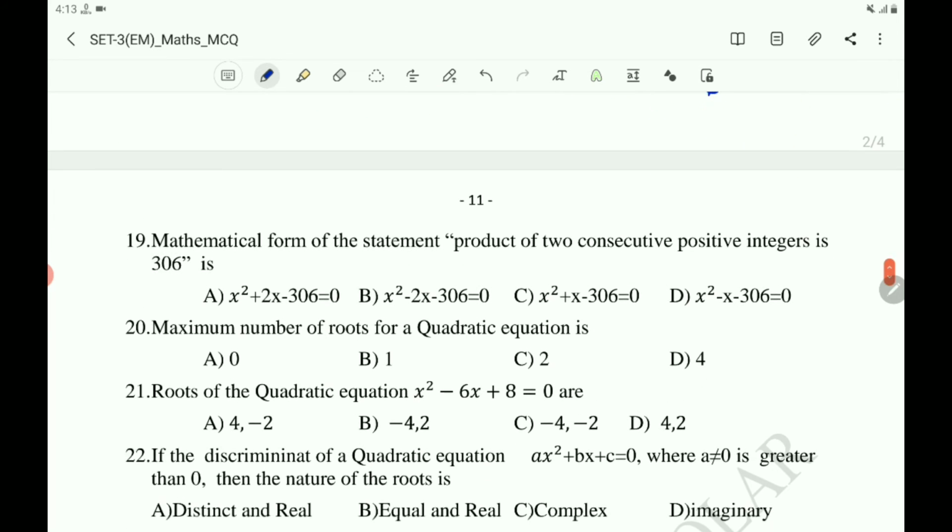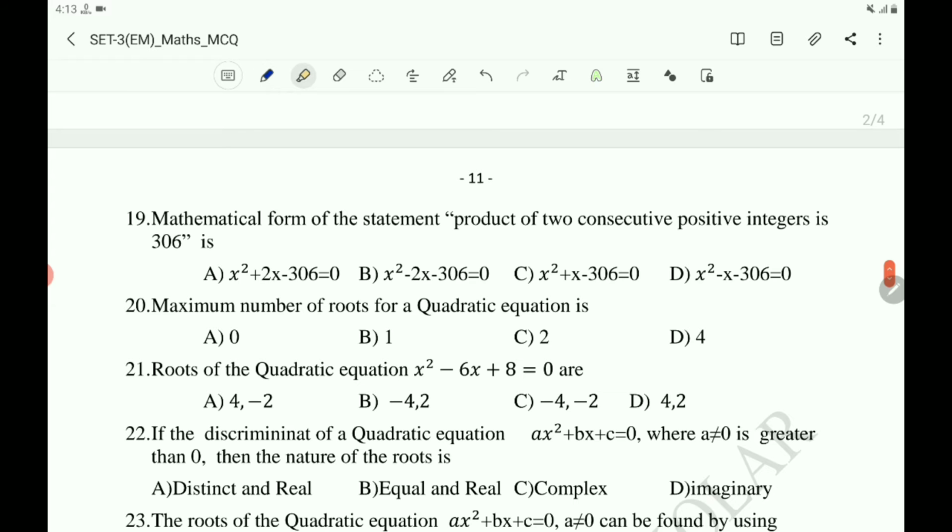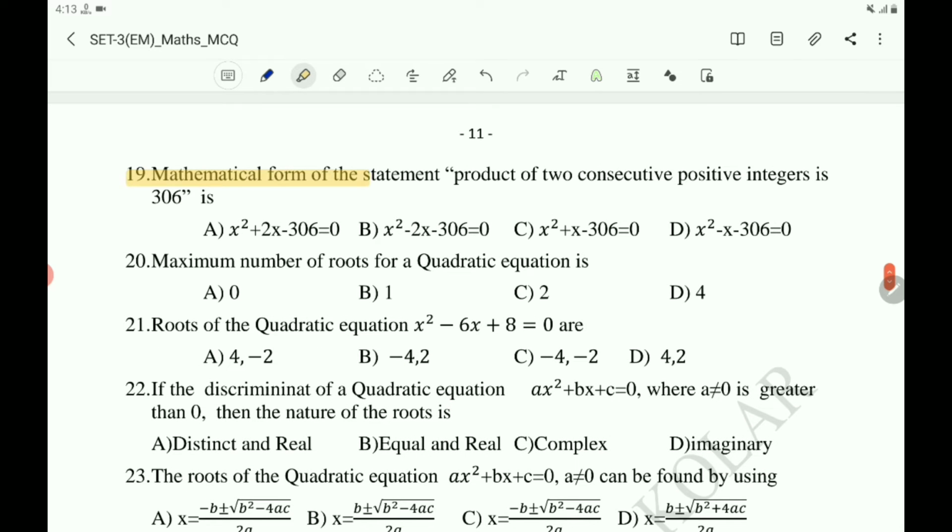Then you take the 19th question. Mathematical form of the statement: product of two consecutive positive integers is 306. Here what is given? Product of two consecutive positive integers. The difference between the consecutive positive integers is 1. So we have to take x and x plus 1. So x into x plus 1, the product of two consecutive positive integers is 306.